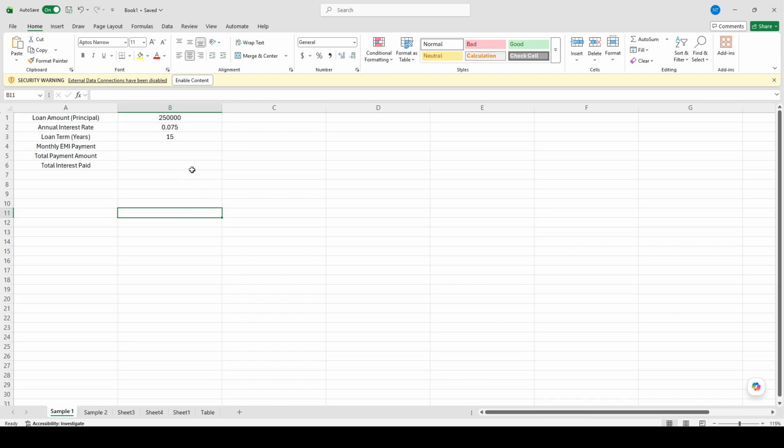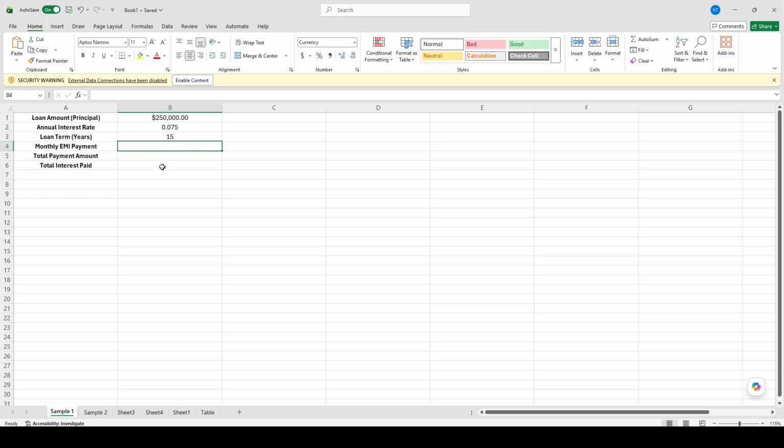Before starting, make sure your worksheet already contains the basic loan details. In this setup, cell B1 should contain the loan amount, cell B2 should contain the annual interest rate, and cell B3 should contain the loan term in years. Once these values are in place, Excel can do the calculations for you using formulas.